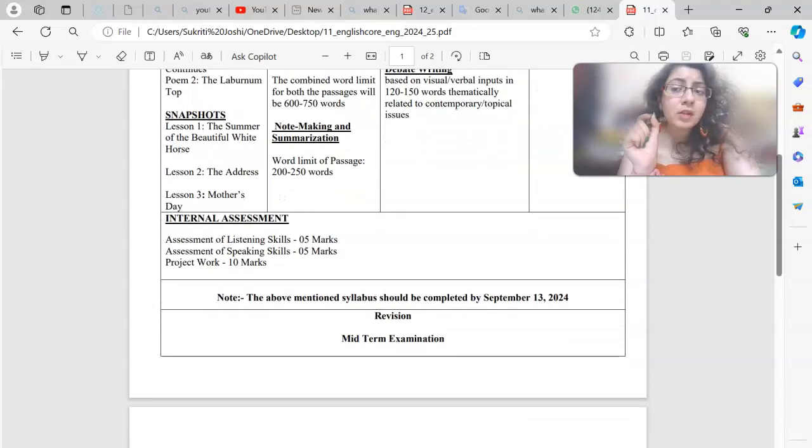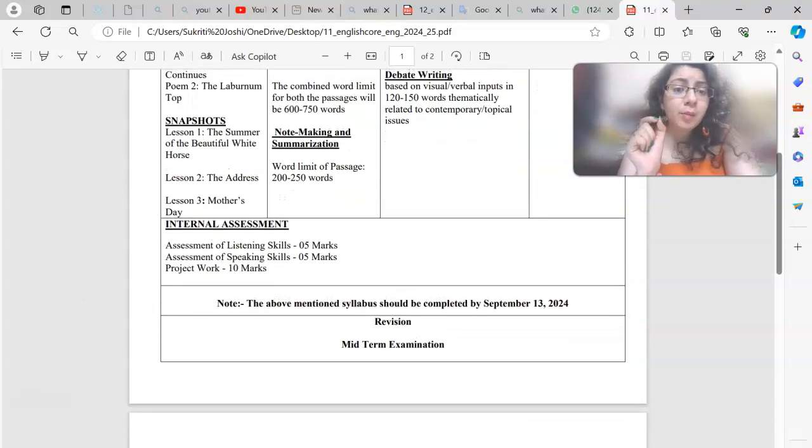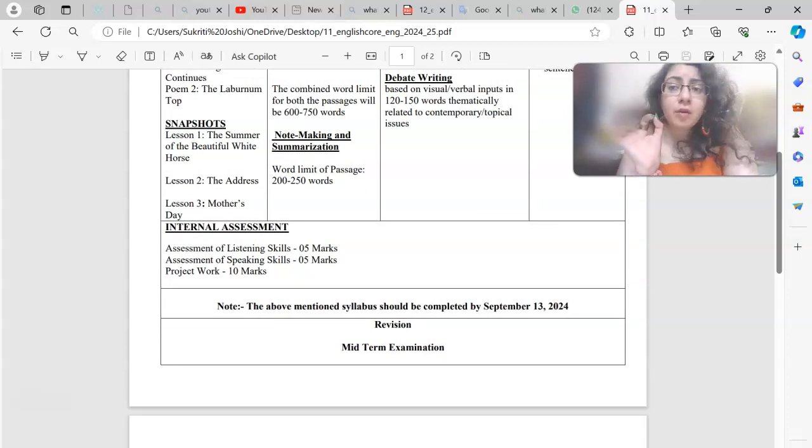Then we move on to internal assessment. When we talk about internal assessment, there would be an assessment of listening skills. Clear? This would be for 5 marks. Then you would have assessment of speaking skills, again for 5 marks. Then project work would be for 10 marks.